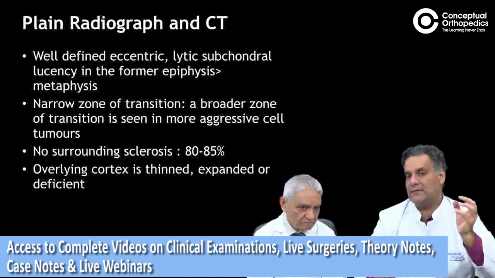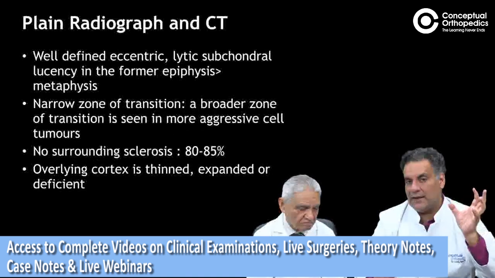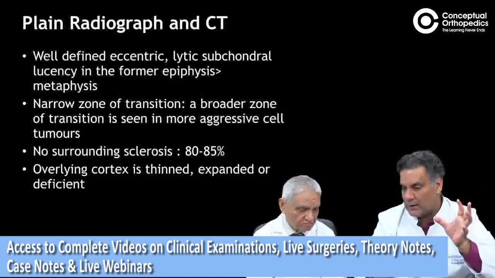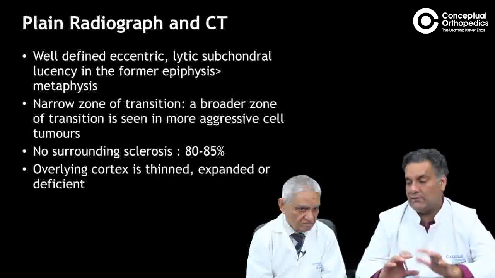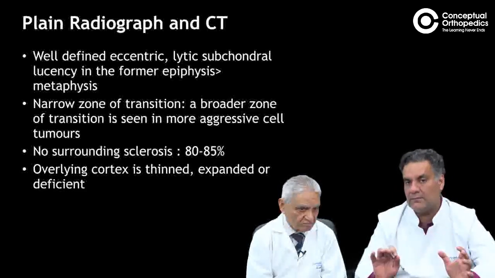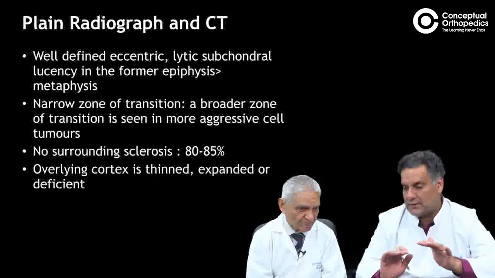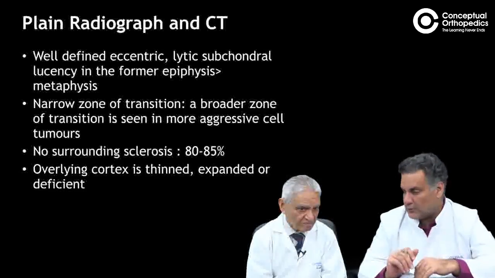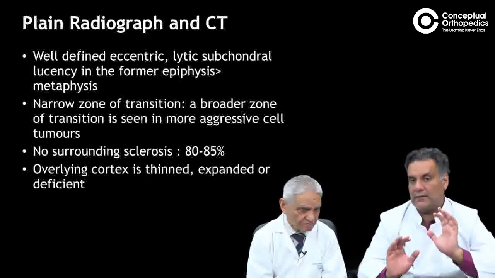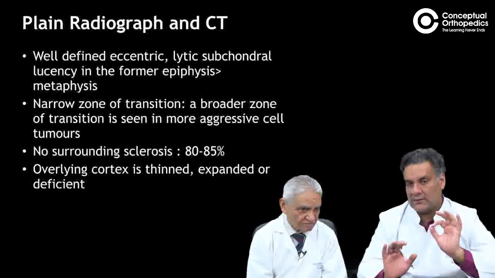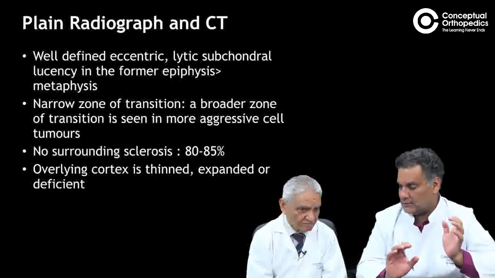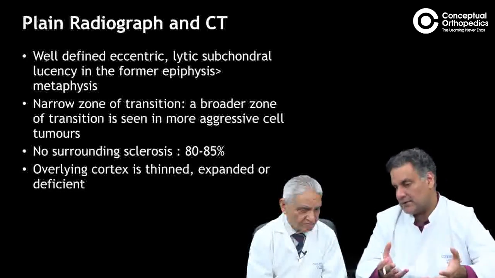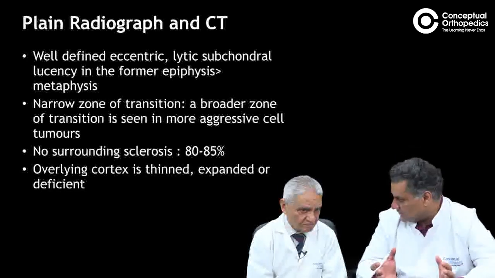It is eccentric, usually towards one side. Well defined, the margins are there, but over time the extent goes outward and you will have the appearance of a soap bubble coming up. Finally, it will be a hollow bone with a very thin shell. A narrow zone of transition can sometimes be there between the tumor and normal bone, and the overlying cortex is thinned, expanded or deficient, and the deficiencies can be further increased if there is any manipulation.